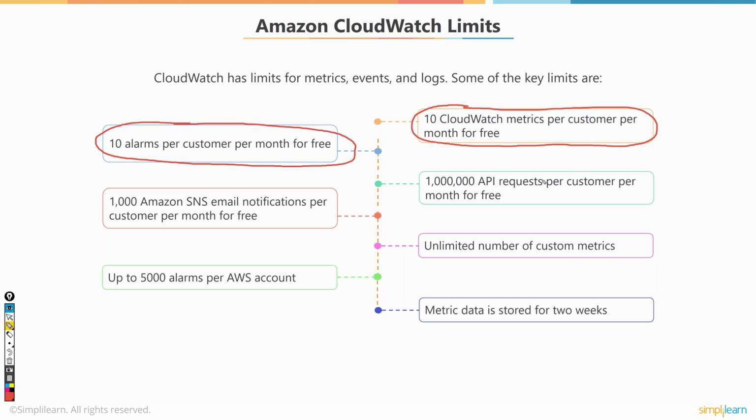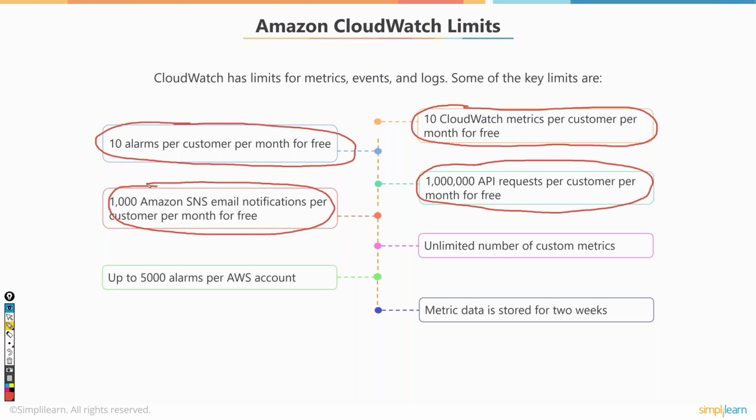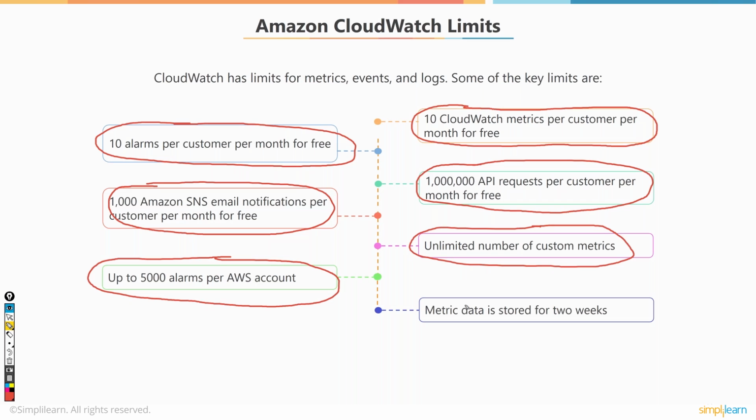In which format are those logs stored? Well, those logs are stored in a text file, and you can parse them very easily via Excel or anything, because most likely they are either tab or space separated, so it's actually very easy. You can have 1 million API requests per customer free for a month. You can have up to 1,000 Amazon SNS notifications per month for free. Unlimited number of custom metrics, there's no limit whatsoever. You can have up to 5,000 alarms per AWS account, which is a big, big number. Trust me on that. And metrics data is stored for 2 weeks, and that's important to remember.